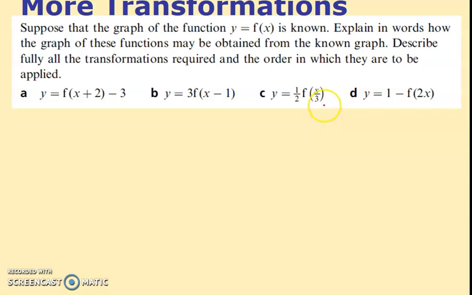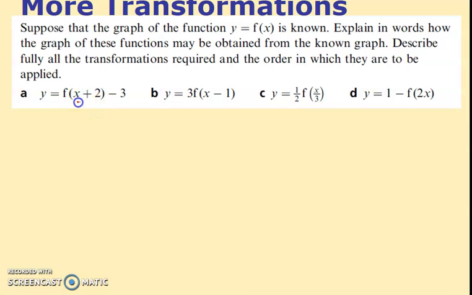More transformations. So this time the graph of f of x is known. Explain in words how the graph of these functions may be obtained from the known graph. So I suppose we need to describe it properly. So the transformations, I think this is just wordy stuff. Those ones describe the transformations.